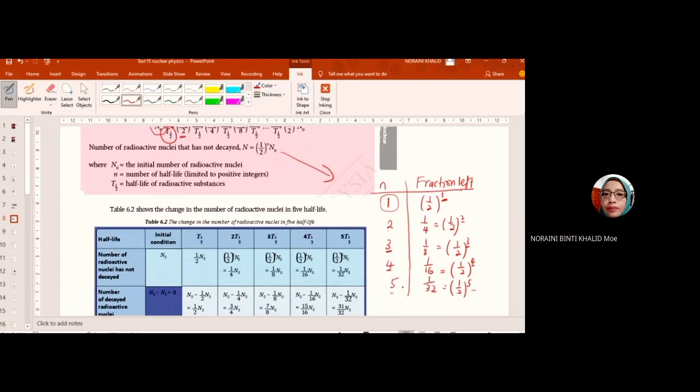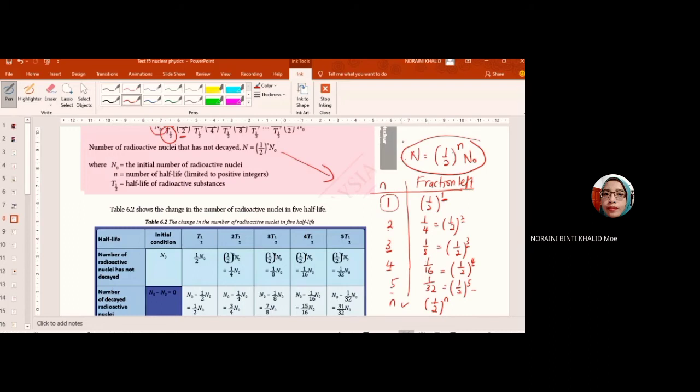Thus, we can make a general assumption that if n half-lives have passed, the fraction left will be half to the power n. If the fraction left is half to the power n, then the activity left, N, equals the fraction left multiplied by the initial activity or initial number of radioactive nuclei. Okay, so this is how we get that relationship.